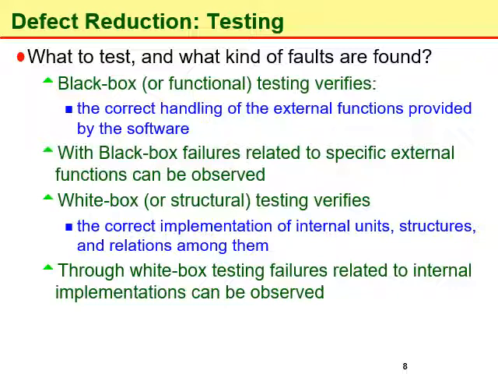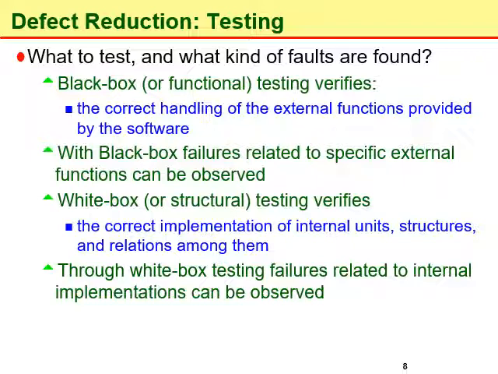Moreover, regarding the testing activities, it is also important to know what to test and what kind of faults are found. As I mentioned in the previous slide, testing comprises two types, mainly black box testing and white box testing. Black box or functional testing verifies the correct handling of the external functions provided by the software, or whether the observed behavior conforms to the user expectations or product specifications.